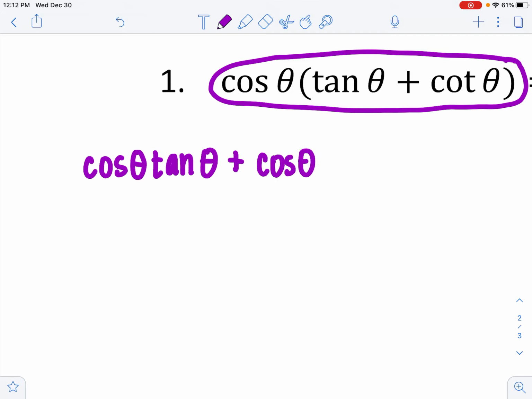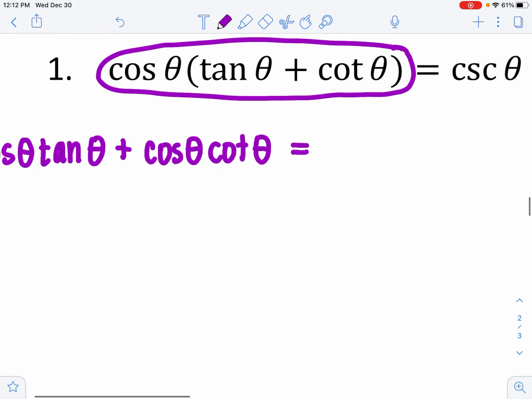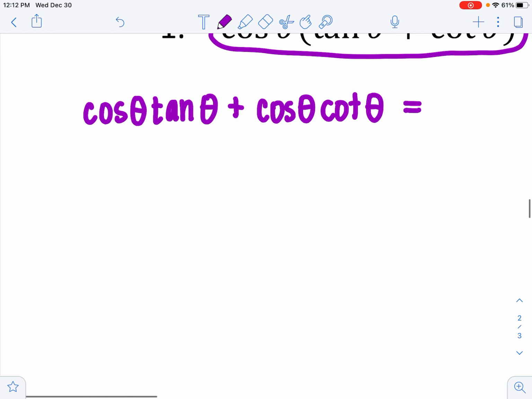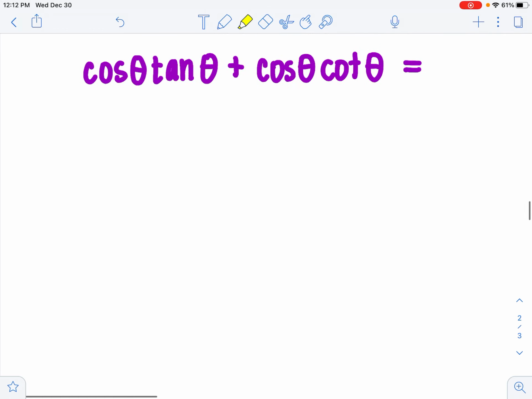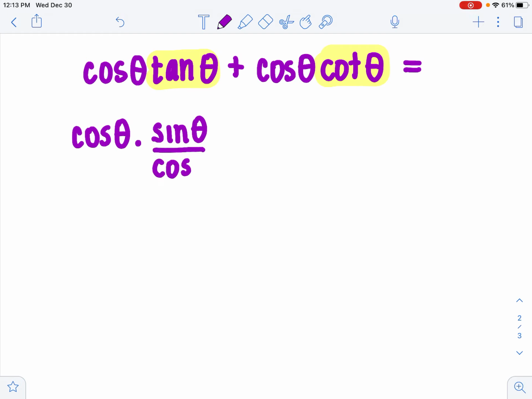plus cosine times cotangent of theta. And then the equal sign. Don't forget the equal sign. And you can put cosecant every single time. I just wait till the end. Okay, now what can I do? I can change tangent and I can change cotangent to something. So that's what I'm going to do next. So I'm going to do cosine of theta times tangent. I can change to sine over cosine. And then cosine of theta, and cotangent, I'm going to change to cosine over sine.